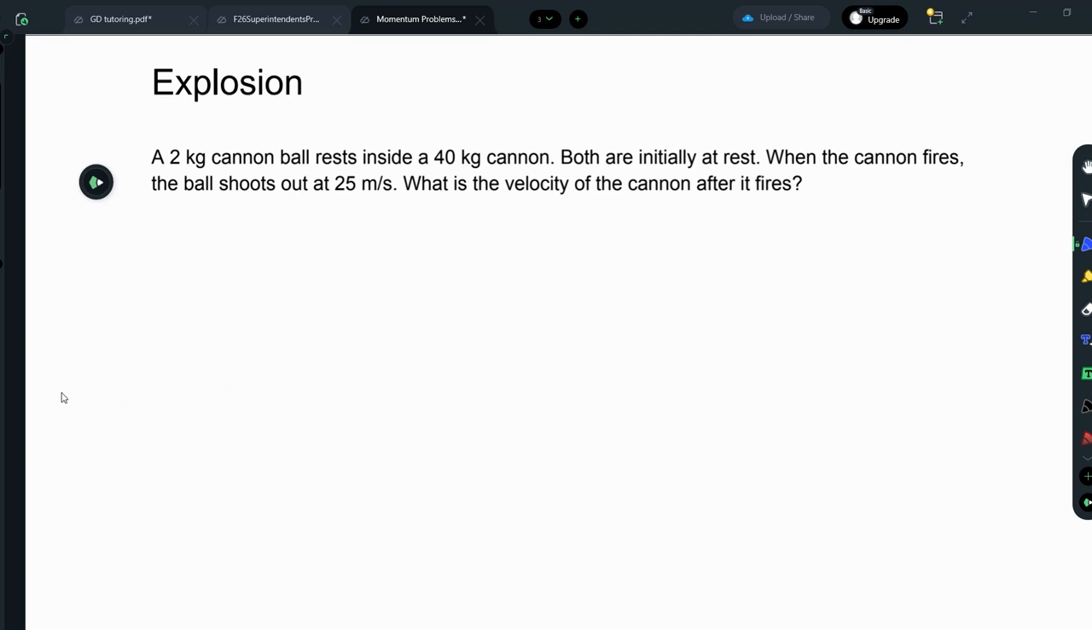A 2 kilogram ball rests inside a 40 kilogram cannon. Both are initially at rest. When the cannon fires, the ball shoots out at 25 meters a second. What's the velocity of the cannon after it fires?